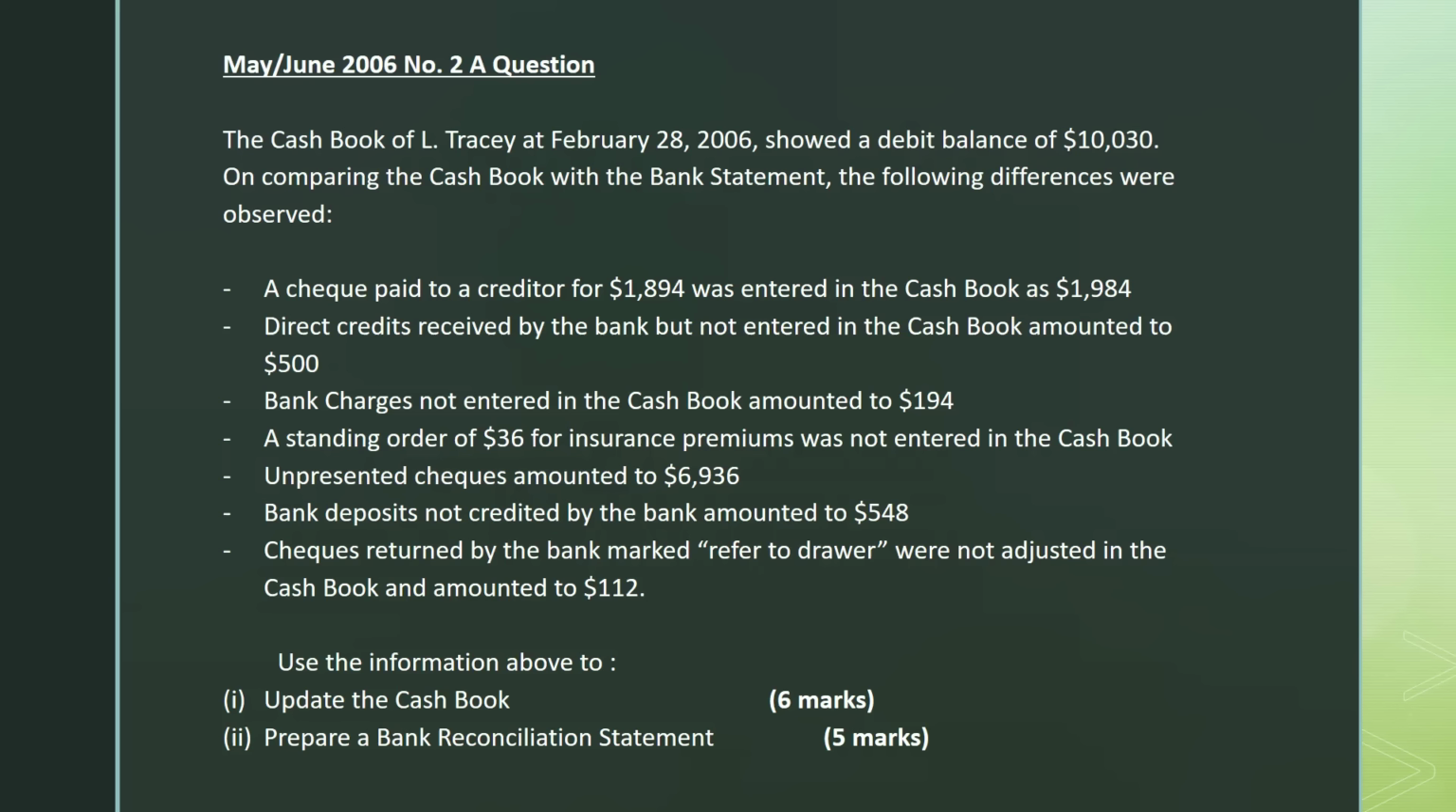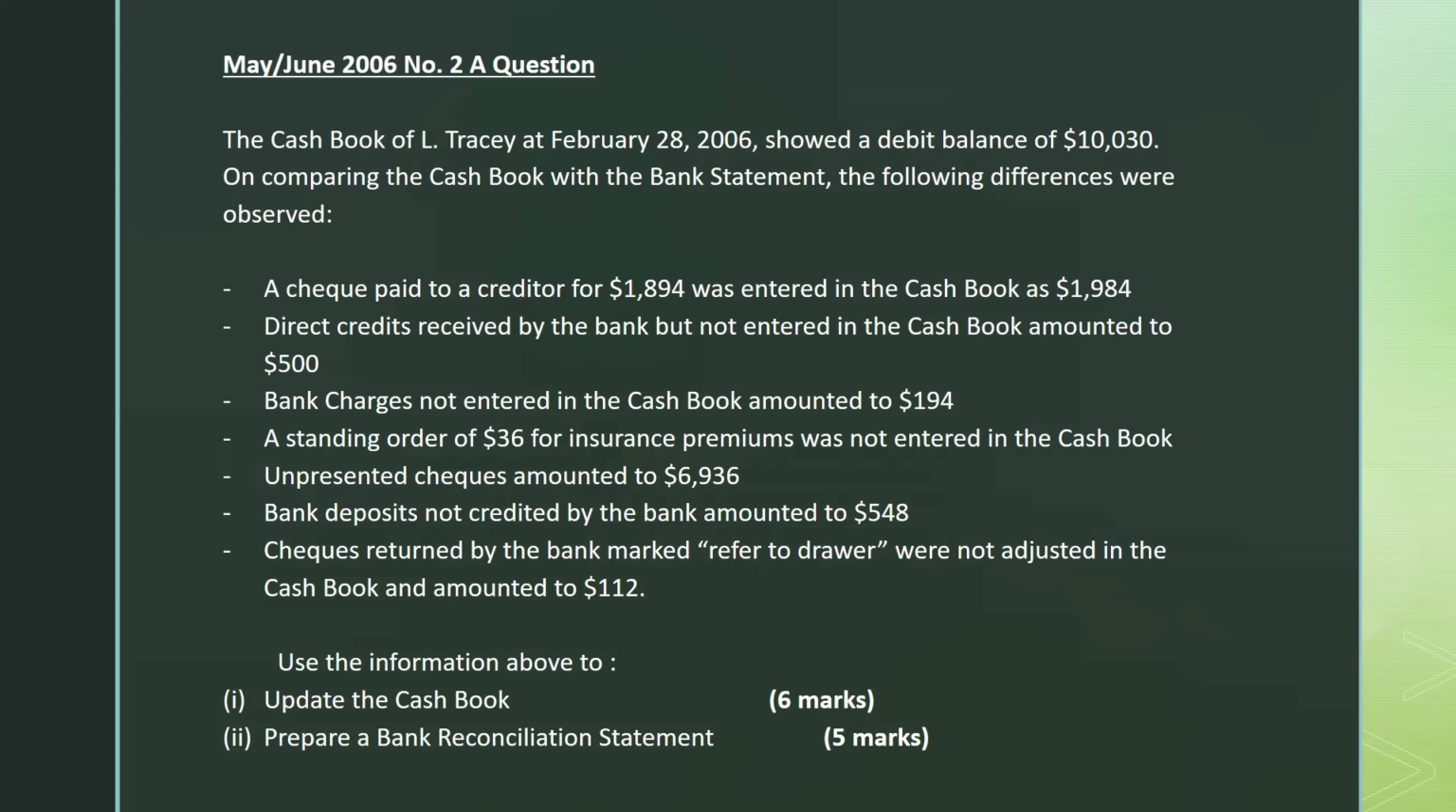A standing order of $36 for insurance premium was not entered into the cash book. Would this go in the revised cash book? Yes, sir. Debit or credit? Credit. Right, because we're spending money.